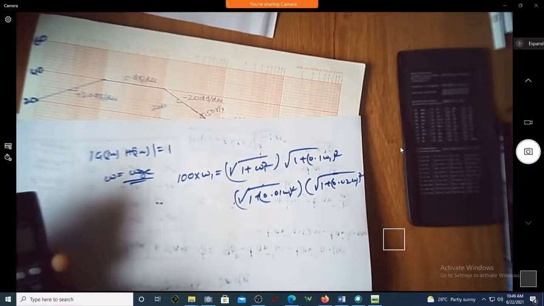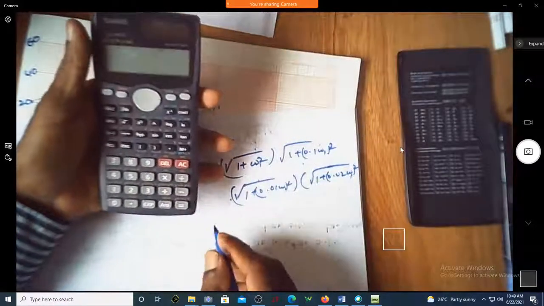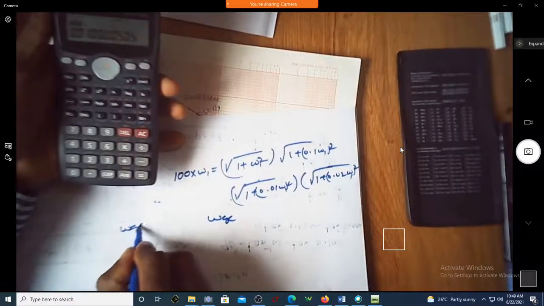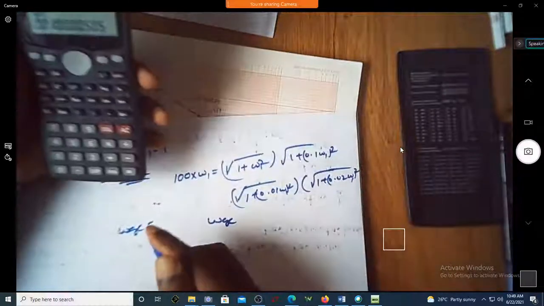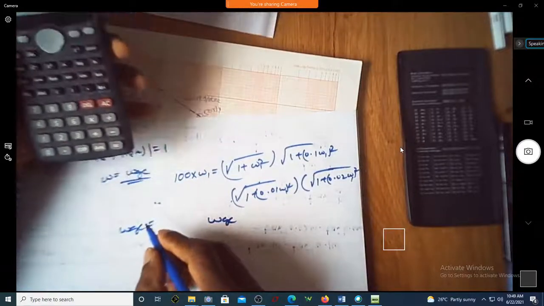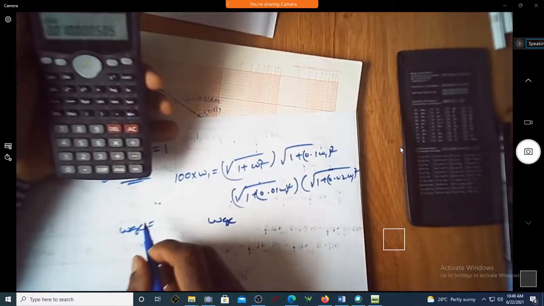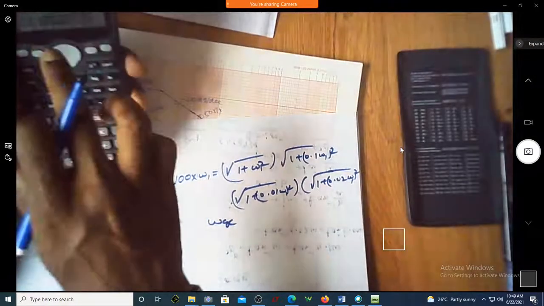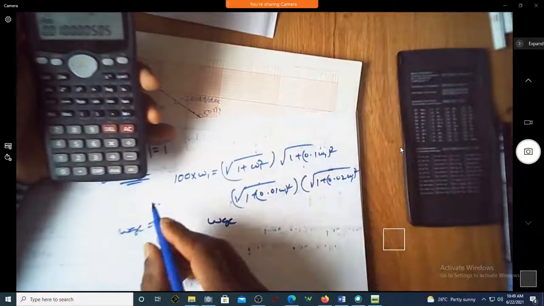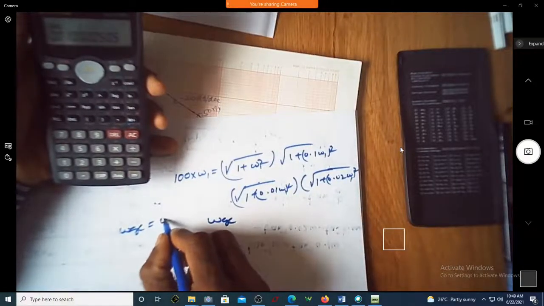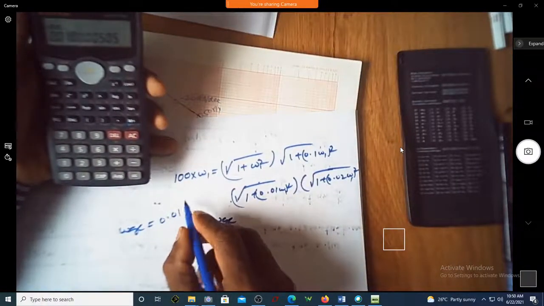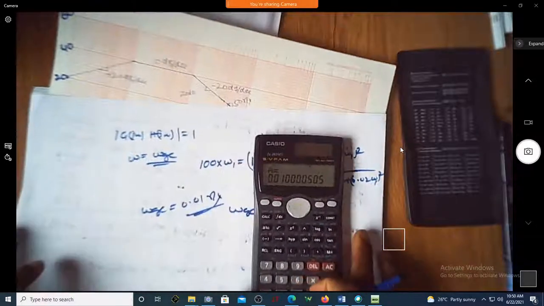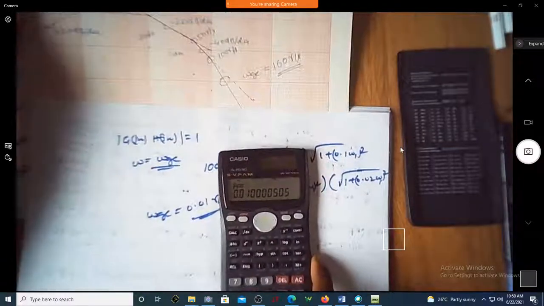Shift calc. If there are no errors, I'll get omega GC. Graphically, how much did we get? It was 160, no? 160. Why is it coming as this? This is also a possible value. It is showing that omega GC is 0.01 radian per second. This is one of the valid values. Correct? Why is it one of the valid values?